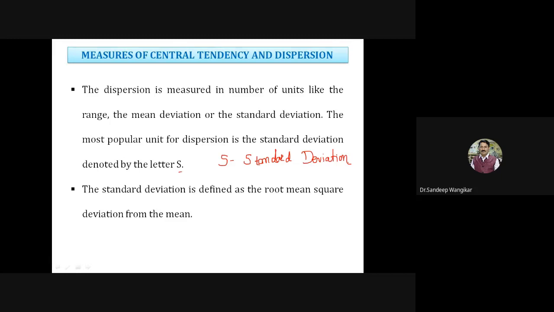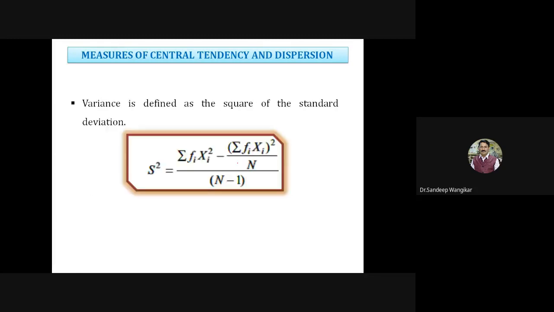Here the formula is not mentioned, so we will discuss what variance is, and then again come to the standard deviation. Dispersion is measured in many units like mean deviation and standard deviation, and the most popular one is the standard deviation. It is denoted by S, and it is the RMS value, the root mean square from the mean. So now let us see what variance is. Variance is defined as the square of the standard deviation.